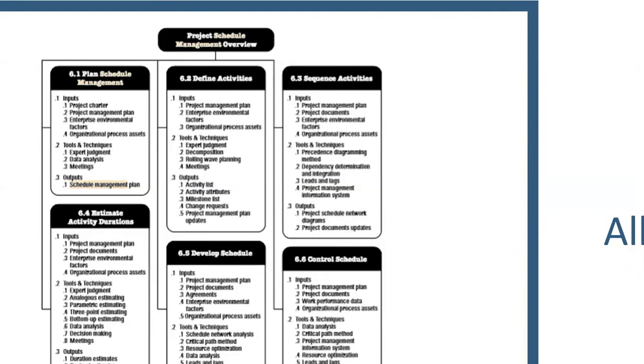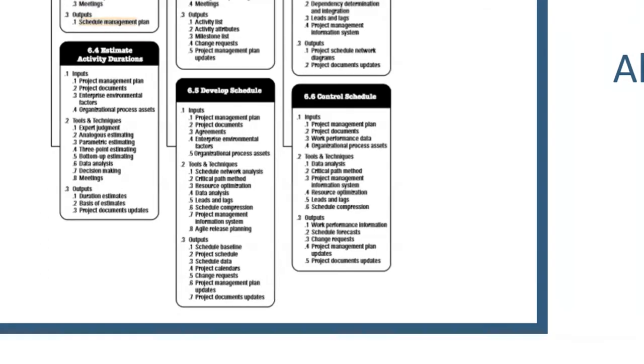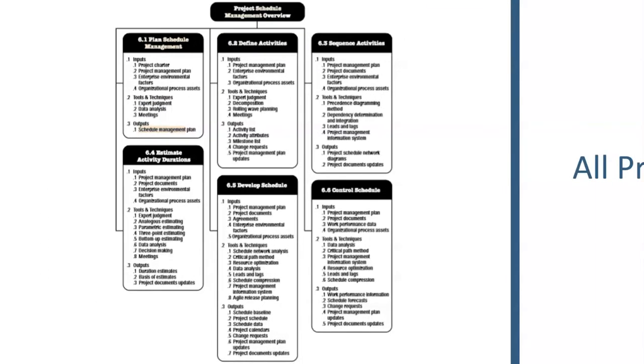Next step is we prepare calendar based schedule, that is done in schedule management, develop schedule. And in the executing, monitoring and controlling process group, we work on control schedule. So I am going to talk about these 6 processes in this entire course: plan schedule management, define activities, sequence activities, estimate activity duration, develop schedule and control schedule.